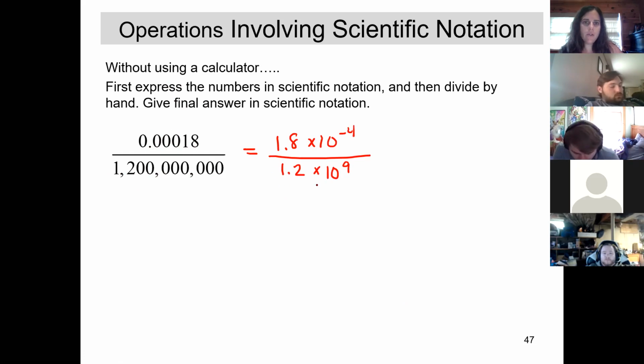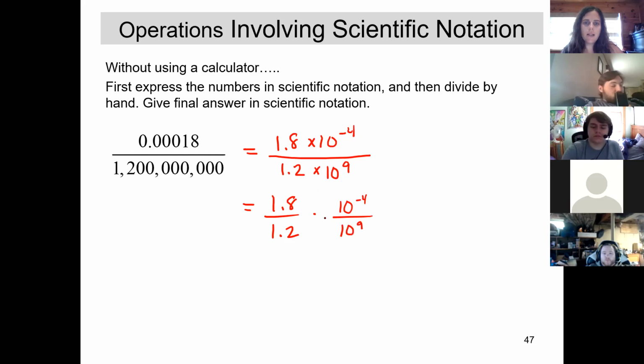Okay, so now I can do the math here. So I can split this up. And 1.8 divided by 1.2, you still don't need your calculator. Hold off on that. Times 10 to the negative 4th all over 10 to the 9th, like this. When you have decimals in a fraction, you can multiply the top and the bottom by 10. So you could write this as 18 over 12 times 10 to the negative 4.